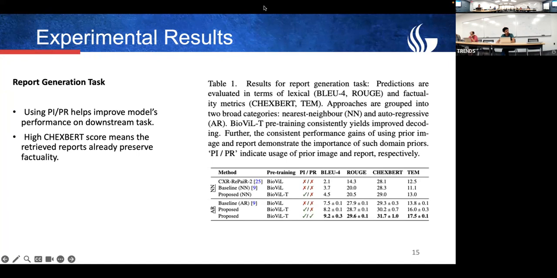So BioViL is a static pre-training method, and BioViL-T uses temporal information. And then if you have CheXpert scores, you will know that for the proposed method it's 31, and it kind of measures the factuality of the reports.